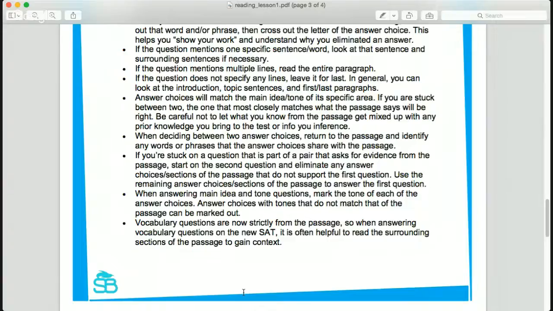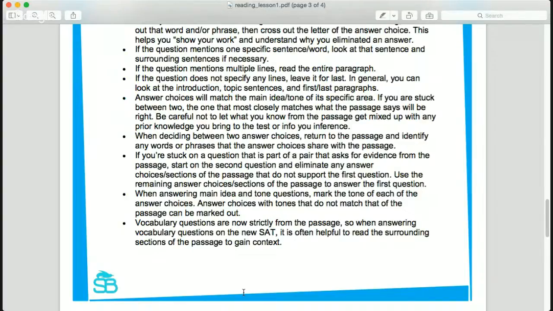So basically, in the new SAT, there are certain questions that appear in pairs. The first question is just like an actual question, and the second question asks for where you can find evidence for the answer to the first question. If you're stuck, or if you just want to use it as a strategy, you can look through the areas of the passage indicated by the second question and see which of those areas answers the first question, and then you can answer both at the same time.